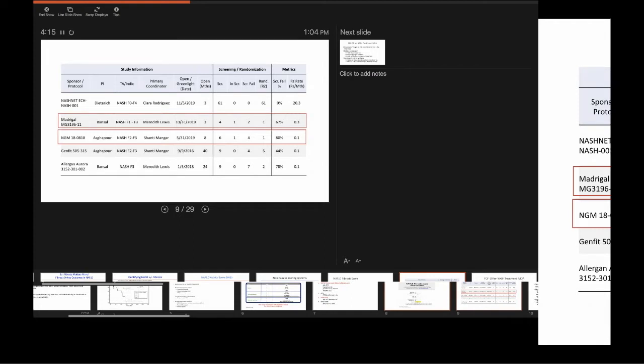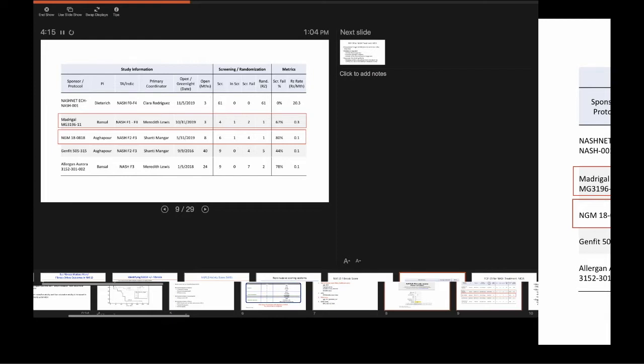And so what we've got right now, and I think Shanti and Meredith, oh, they're here. So Shanti is the coordinator for NGM and GenFit. Meredith's not here, right? Okay. Yeah, it doesn't matter. But point is that we have our coordinators here.